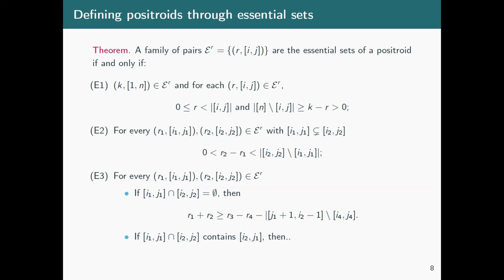So we have to consider two cases. If our cyclic intervals do not intersect, then I want to look at the smallest essential set which is contained in this difference. Let me change color. And then I want to look at the smallest essential set which contains this union. So this is going to be R3, I3, J3, and this is going to be my R4, I4, J4. So this condition has to hold for these essential sets.